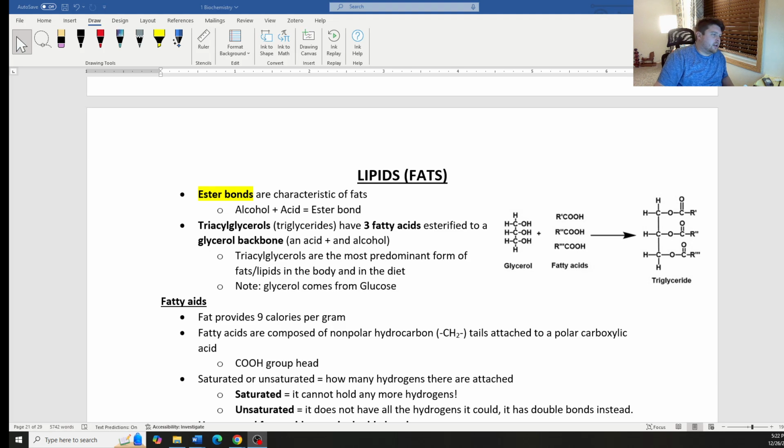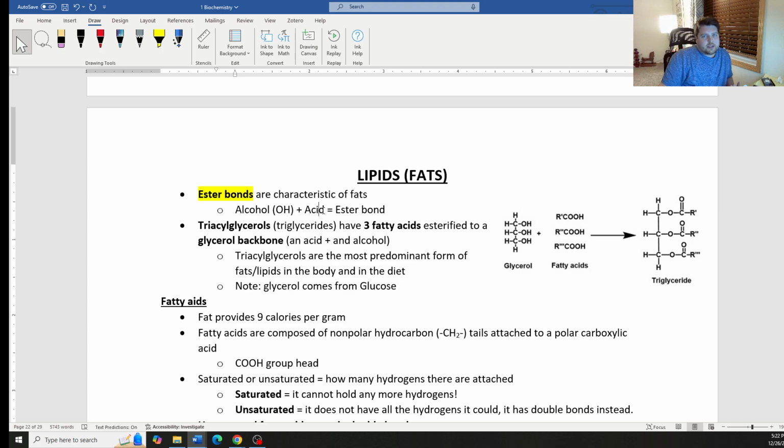Moving on from carbohydrates, we come to our lipids or our fats. The big important thing to remember about fats is that they are held together by specific bonds known as ester bonds. An ester bond contains an alcohol, most commonly something like an OH, and then an acid.